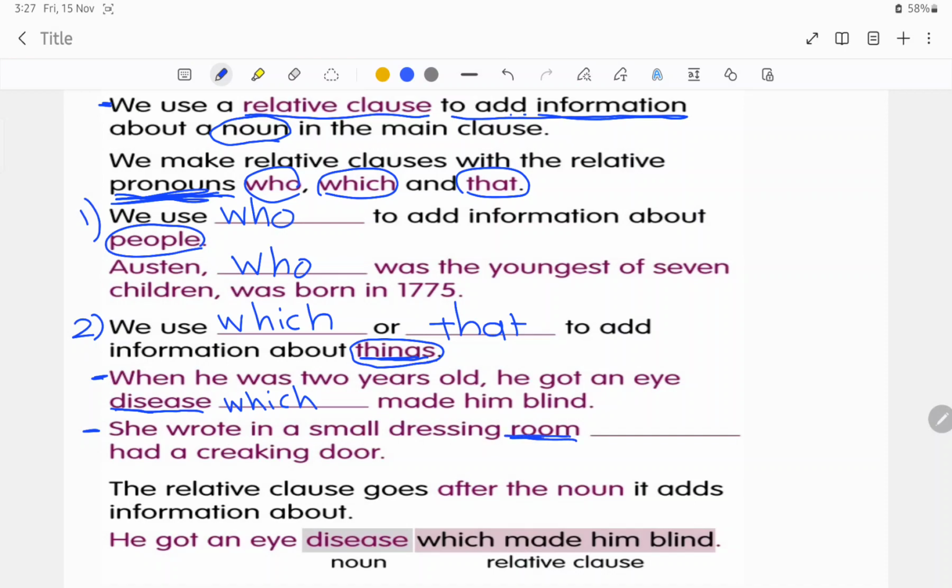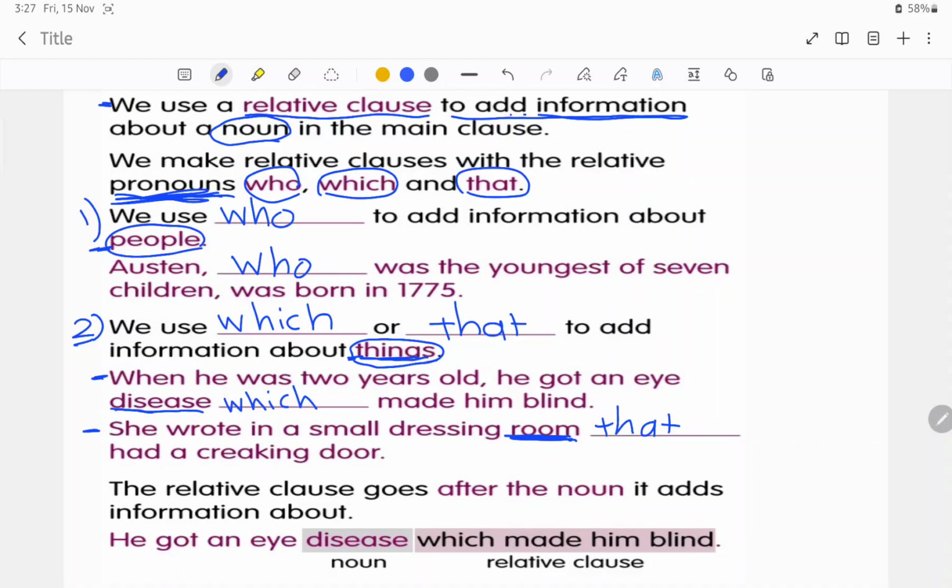The next example we have here, she wrote in a small dressing room. So this is the noun we are adding the information for. Room, is it people or is it a thing? Obviously it's a thing. So we use, as we have it here in the second point, which or that. So we use here which. Here we can use that. So a small dressing room that had a creaking door.